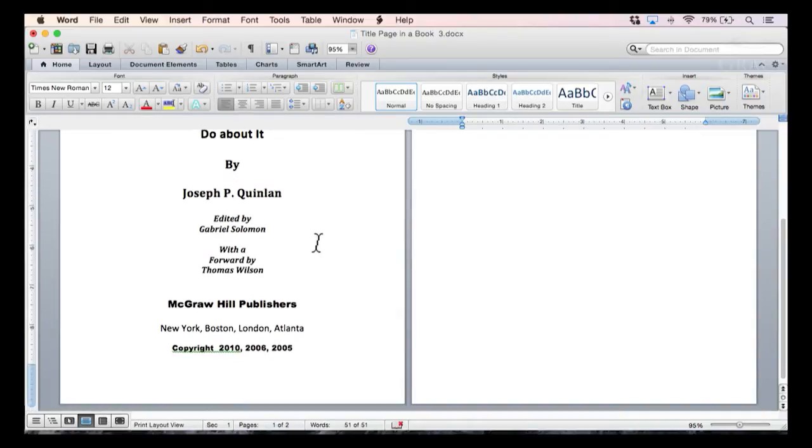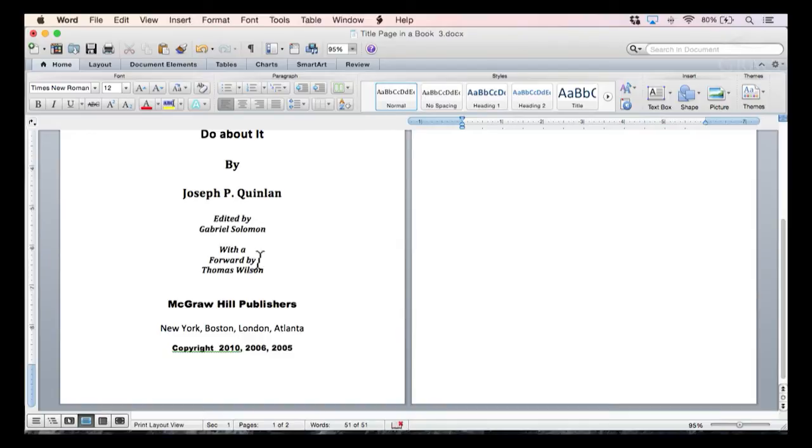And then we have this extra information: edited by Gabriel Solomon with a foreword by Thomas Wilson. You do not need to include that kind of information if you have an author. Now, if you do not have an author, it is acceptable to cite a book by its editor, in which case you would have his name and you would have the letters ED in the citation.